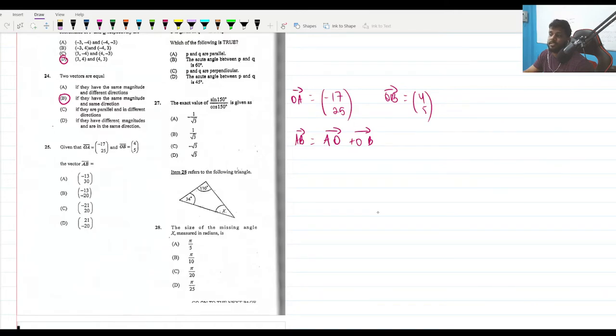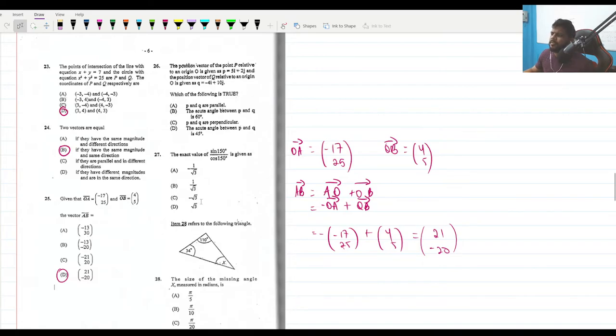So this is the transition used every single time. AO is negative OA, and I do have OB all the time. So this could be negative of minus 17, 25, and I'll distribute the minus sign on each of the terms inside, plus 4, 5. So this now becomes 17 plus 4, which is 21, and minus 25 plus 5, which is minus 20. So it's 21, minus 20, and the answer is D.